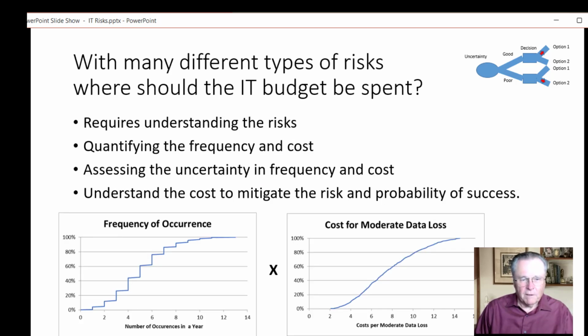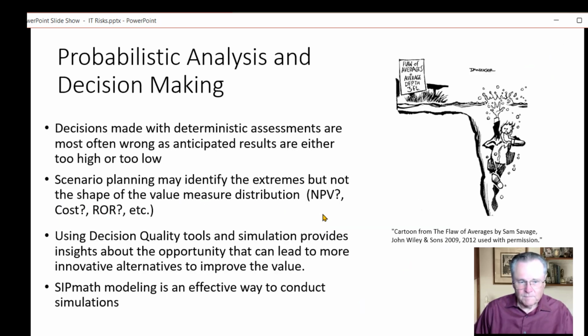So what can we do about it? Well, there are many types of risks. The way you assess those risks is by looking at the frequency of the occurrence and the cost for the data losses. Let's say we're talking about moderate data losses. You're going to multiply these two things together. That requires assessing those uncertainties.